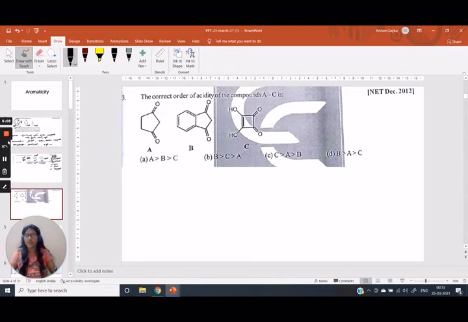Now we can see the next question. The next question is: the correct order of acidity of compounds A, B and C. Here we have to find out the acidity. First, we can add a base to this compound. If a base is added, then the base abstracts a proton, because this proton is more acidic. Why is this proton more acidic? Because it is present in between these two carbonyl groups. Here the base abstracts the proton.